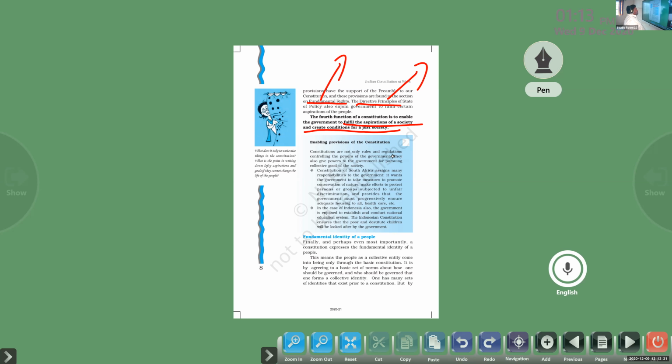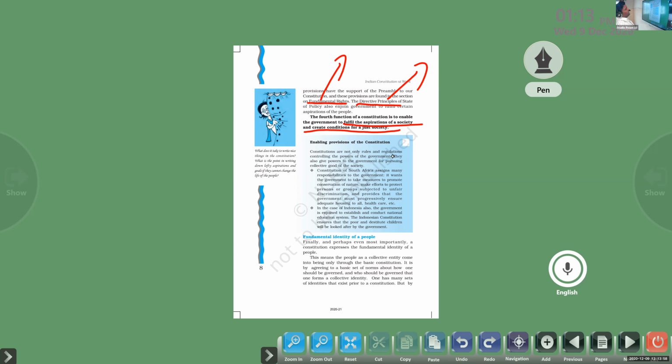So the Constitution gives the responsibility to the government that they have to maintain the education system. The Indonesian Constitution ensured that poor and destitute children will be looked after by the government. The poor children and the destitute children, orphans, for whom there is no wealth, such children also have to be taken care of by the government. Clear or not? In India also we are facing the same situation, right or not?